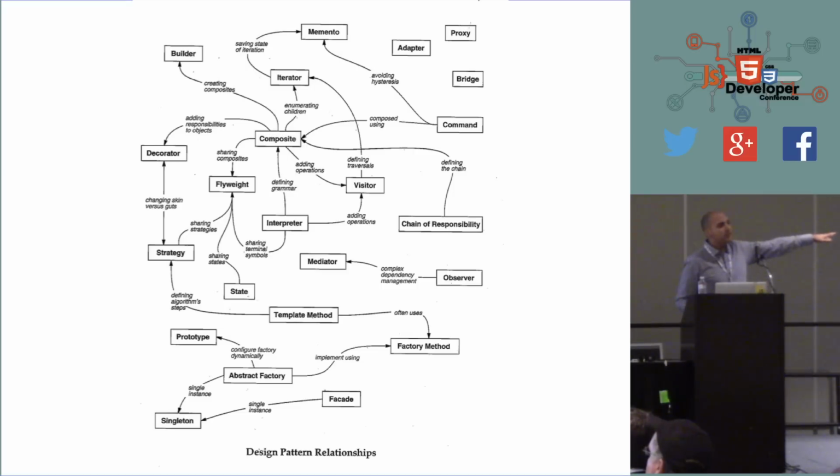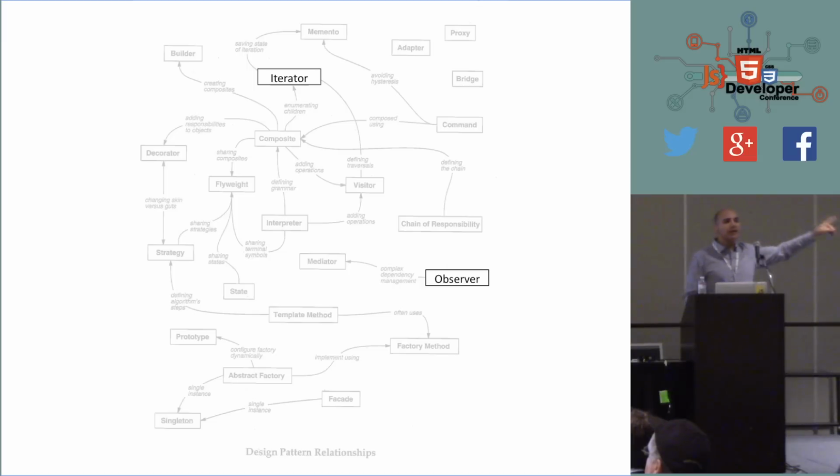Now, I want you to take a look at these patterns, but today we're only really going to be focusing on 2 of them. Now this diagram shows how they thought different patterns were related to each other. But today I want you to just take a look at these 2 patterns, iterator and observer.